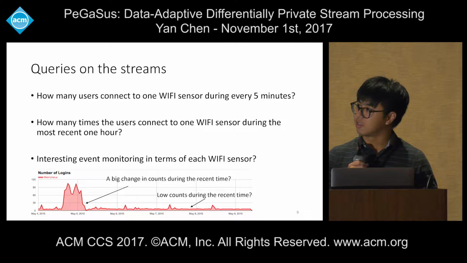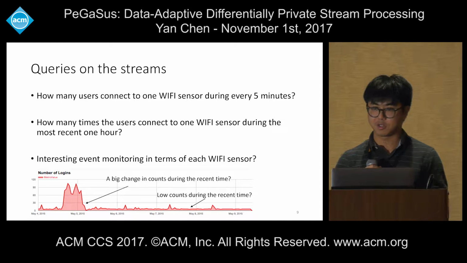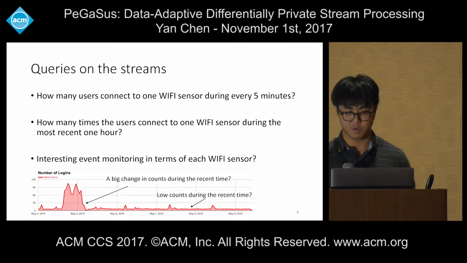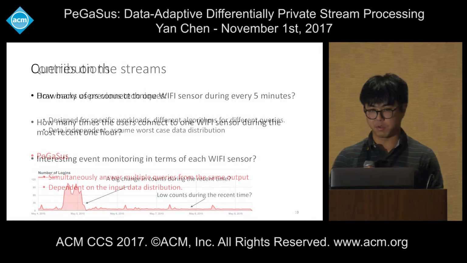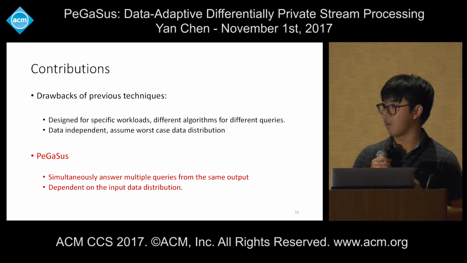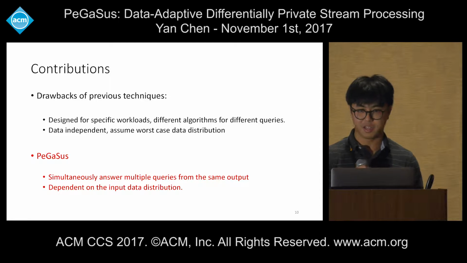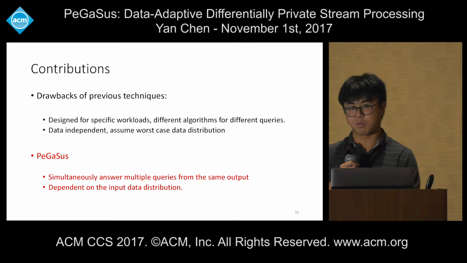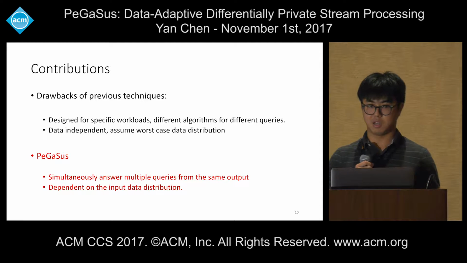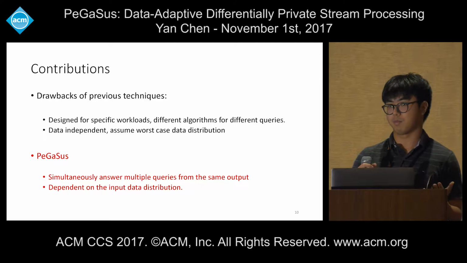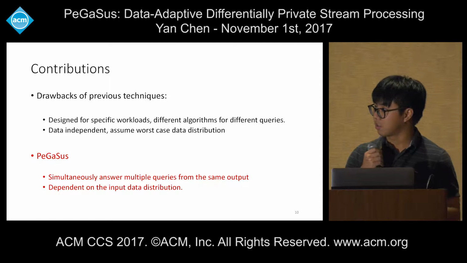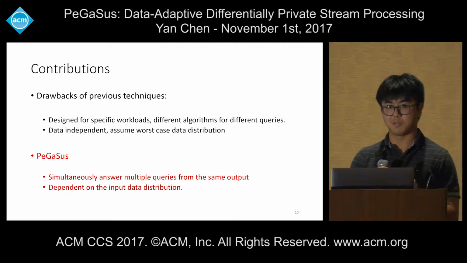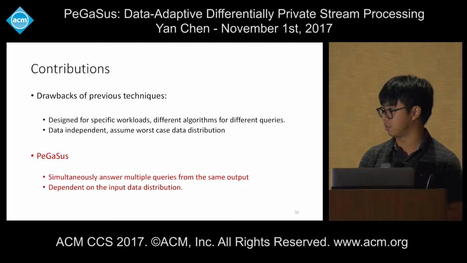So online query answering for data streams under differential privacy is not new research. There are a lot of previous works, but there are two drawbacks of the previous techniques. Firstly, all the previous techniques are designed for a specific workload, which means that if we want to ask multiple queries, we may use different algorithms, which means we have to split our privacy budget. Also, all the previous techniques are data independent, so these algorithms are designed for the worst-case data distribution.